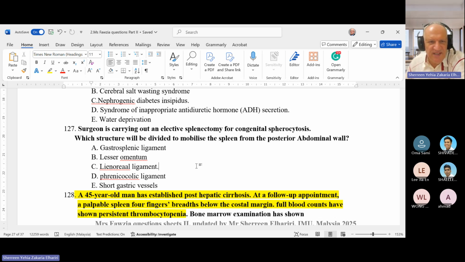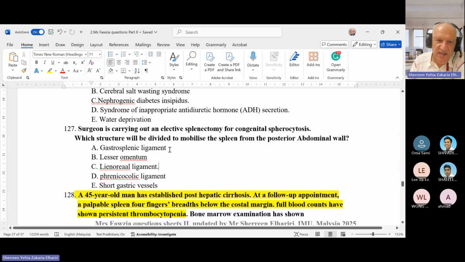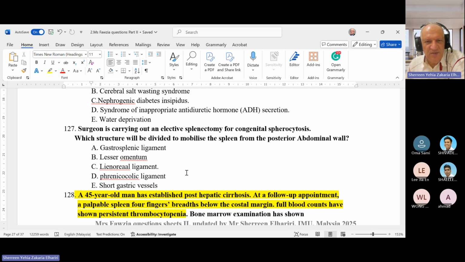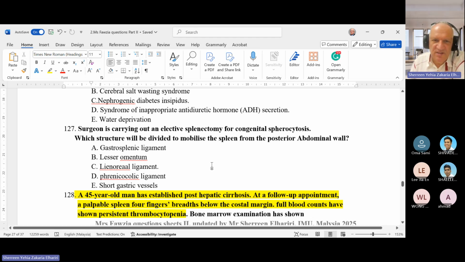The gastrosplenic ligament, because in it we have the short gastric branches, which are branches from the left gastric. So it is important to know that we have two ligaments. We start with the lienorenal, followed by the gastrosplenic. In the lienorenal we don't have any structure, but in the gastrosplenic we have short gastric arteries or vessels, so we need to ligate them.